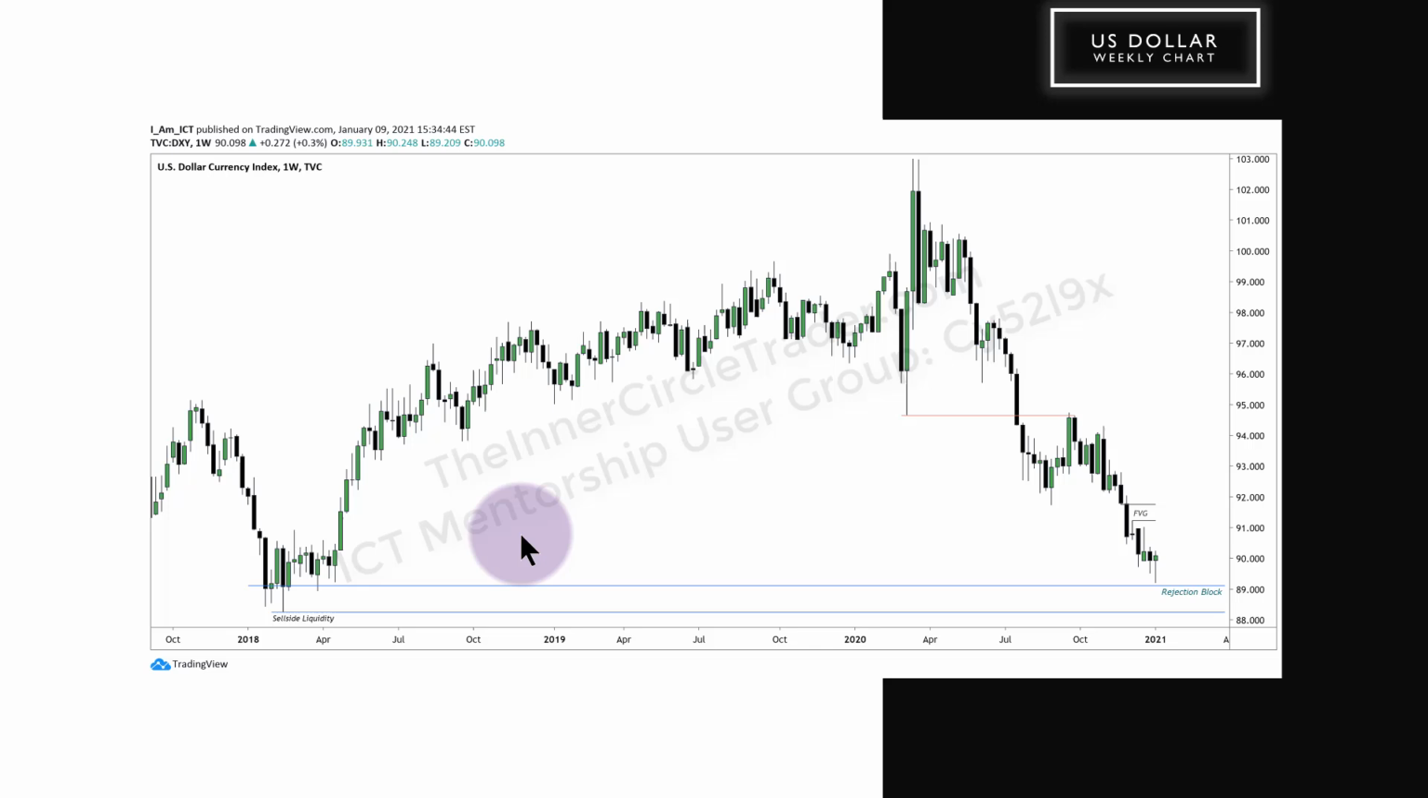It could do anything where it's at right now. It could turn on a dime here and go right up into that fair value gap and even go higher. I don't know that. I don't know if it's going to consolidate here. I don't know if it's going to go down below this low. I would venture to say that it's going to retrace a little bit more if it's going to go lower.